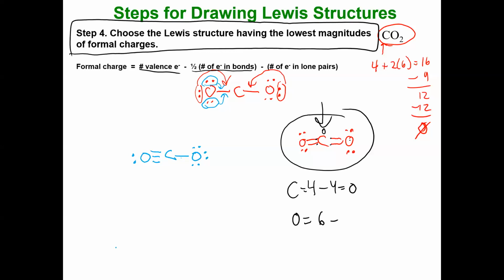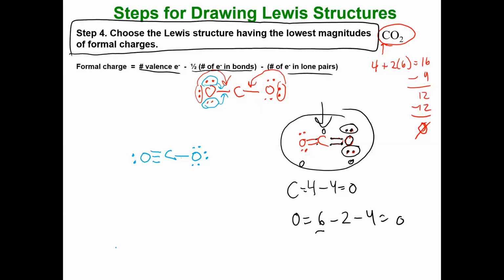So I count this oxygen, right? It has 1, 2, 3, 4, 5, 6 valence electrons, and it has 1, 2 bonds, right? And then how many electrons in lone pairs? 1, 2, 3, 4, minus 4. That means each oxygen has a 0 formal charge. That's why this is the preferred structure. The carbon and oxygens in this structure have a 0 formal charge.